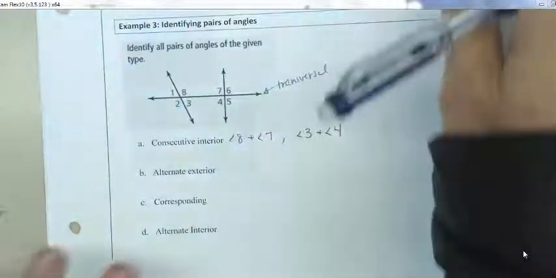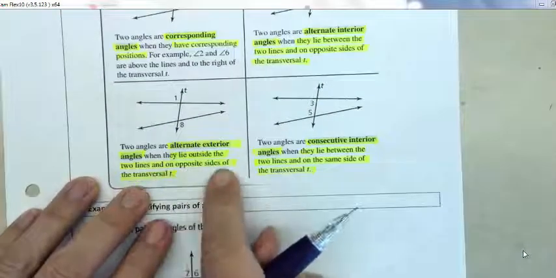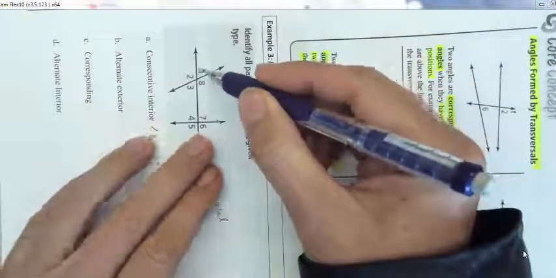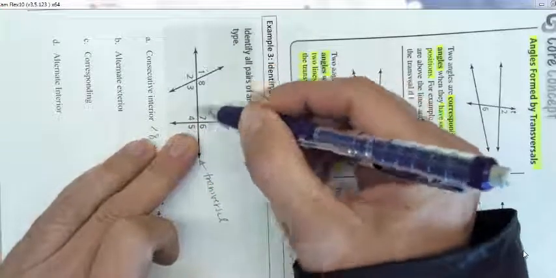Okay, let's do alternate exterior. Let's look at the definition first. They lie outside the two lines and on opposite sides of the transversal. So here are my two lines. They've got to go outside, so I'm looking over here, and on opposite sides of the transversal. So you've got 1 and 5 and 2 and 6.